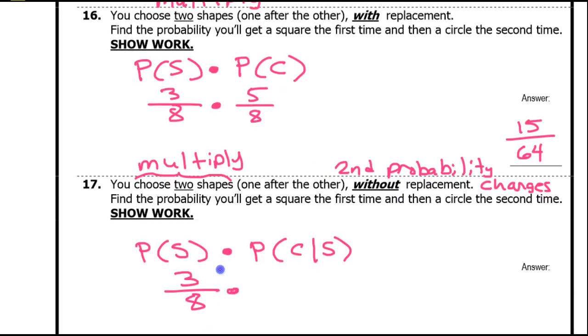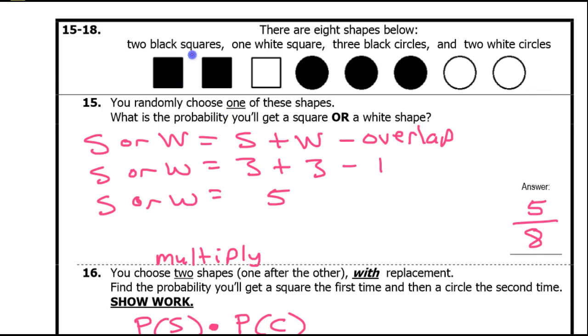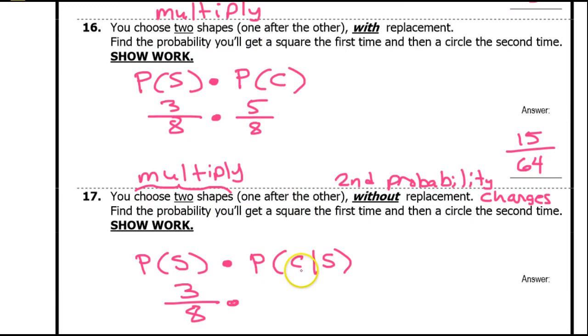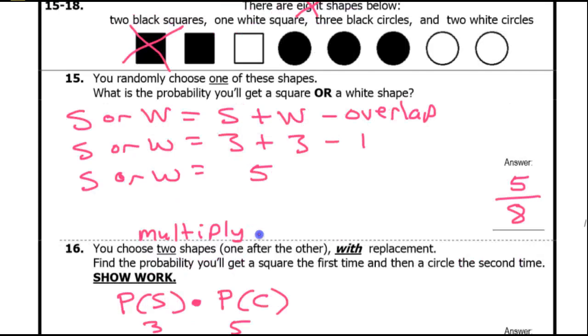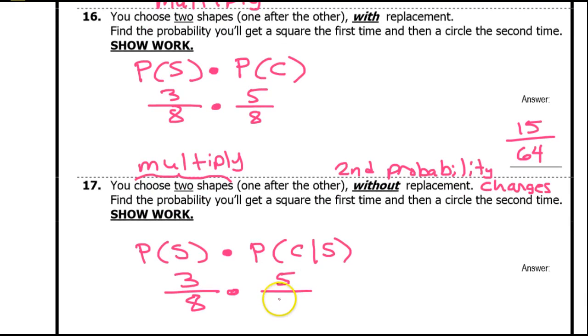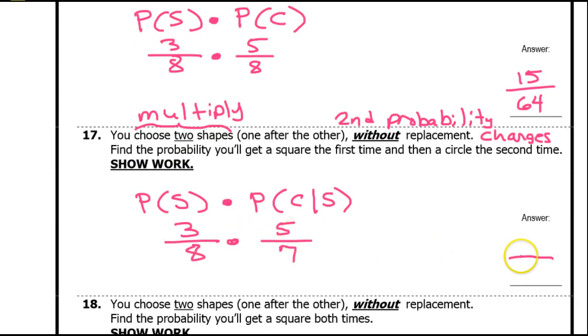Okay, now here's the thing. We picked a square, and without replacement means we don't put it back. So that means one of these squares is now gone. So let's say it's this one. So this square is out of here. So that means that there are no longer 8 shapes. Now there are only 7 shapes. So as we go to pick the circle next, we have to take that into account. So when we do the probability of grabbing a circle, we're going to do target over total. There are still 5 circles, so I'm still going to put 5, but there are not a total of 8 shapes anymore. There are only 7 left because we did not put the square back. So that's why the new probability is going to be 15 out of 56.